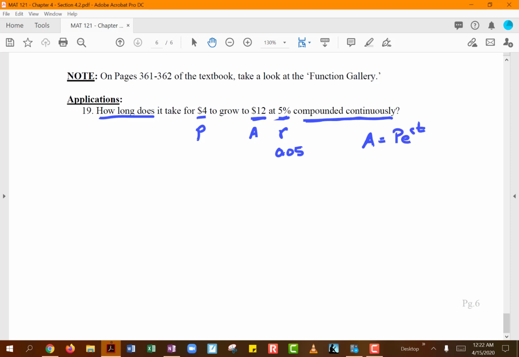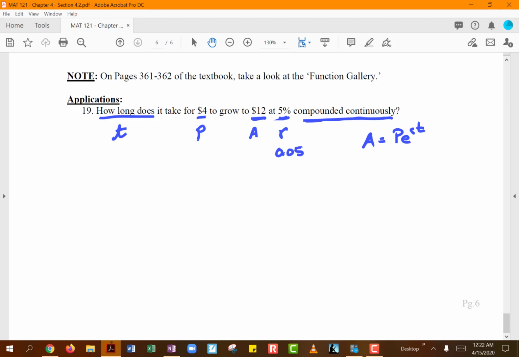And they're actually saying how long does it take, which means they're actually asking us to find the time, t, so that's going to be in our exponent. And since the time t we're trying to find is in our exponent, that's why we will actually need to use logarithms to help us solve this application. Okay, so let's go ahead and take a look at how we can solve number 19.